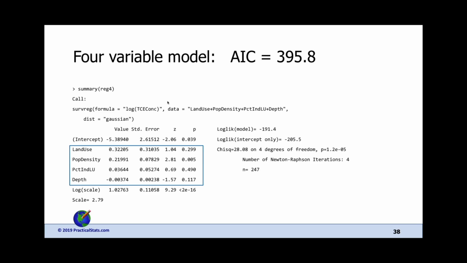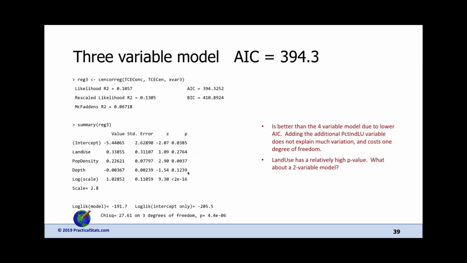So the question is, if I tossed out one of these, could I get the AIC lower than this? I tossed out the percent industrial land use first. Here's the 3 variable model with its p-values. Here's the AIC in the printout: 394.3, it's actually lower than it was before. So this 3 variable model has less error than the 4 variable model did.